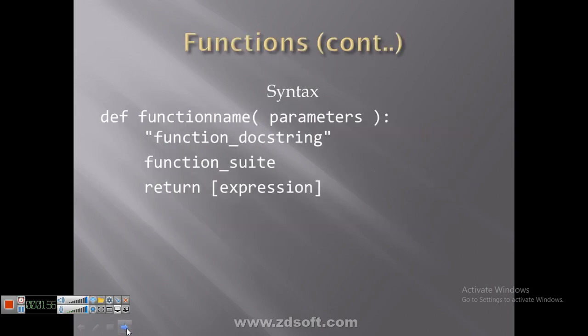Now let us see the syntax of the function, how it would look when we are really going to write a program. Our function starts with a keyword called def. It stands for definition, and after that we give the function name, just like we give our variable name, and then the parameters. By parameters, we mean what we pass into the function.